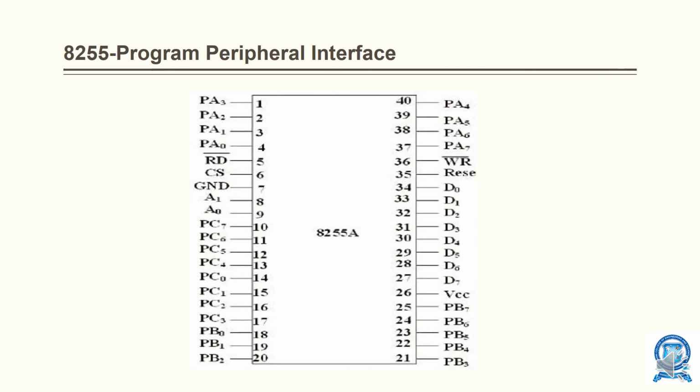So this is the pin diagram for the 8255 IC. Here you can see port A, port B and port C. You have 8 bits for data transmission. The remaining pins are reset, read, write, ground, A0, A1 and the control signals. So these are the pins.